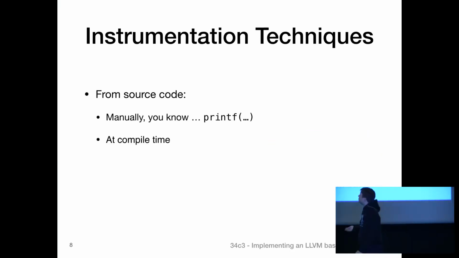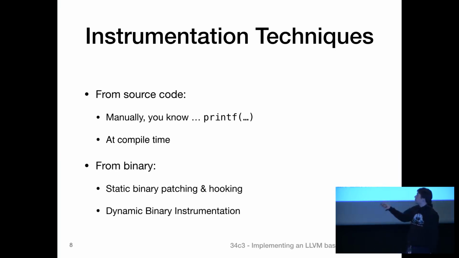So instrumentation techniques. There's a few different ways to do that. The first one is from source code. And I'm pretty sure everybody has done that, is just adding print statements to your code and getting information. It's basically instrumentation. But you could be smarter and try to do that automatically at compile time with a compiler plugin. The other solution is when you work from binary. And when you work from binary, there's basically 2 approaches. The first one is to take your binary and statically patch it and add hooks to additional code you insert into the binary. And the last one is dynamic binary instrumentation.